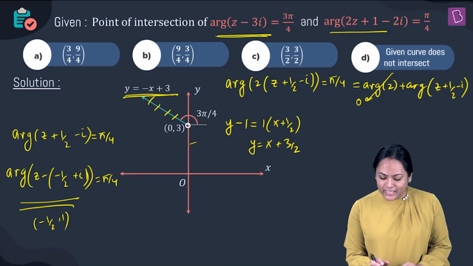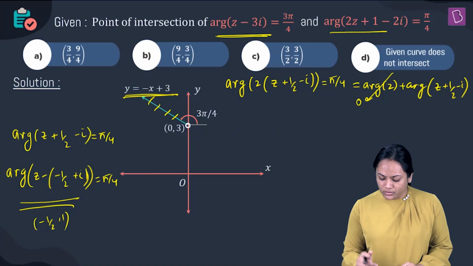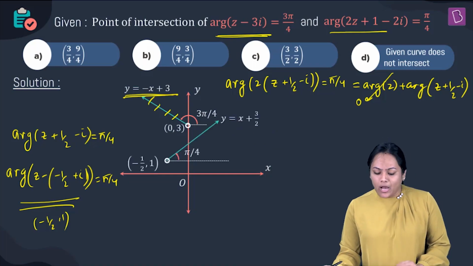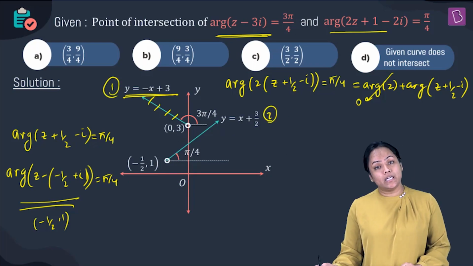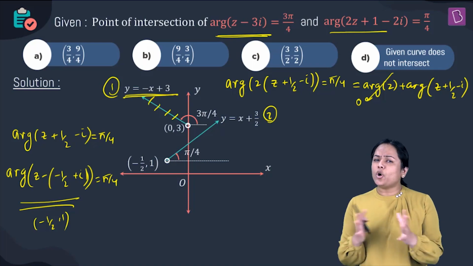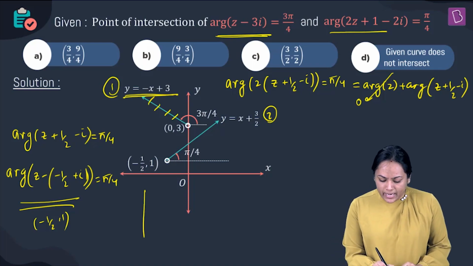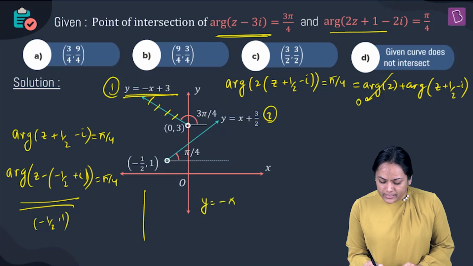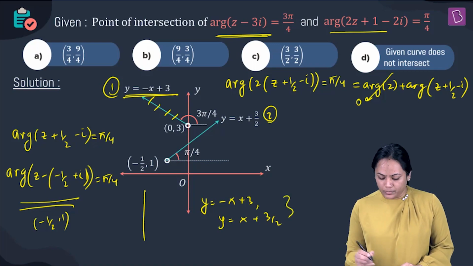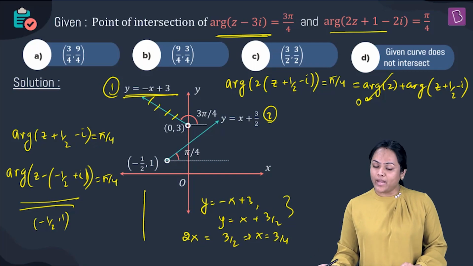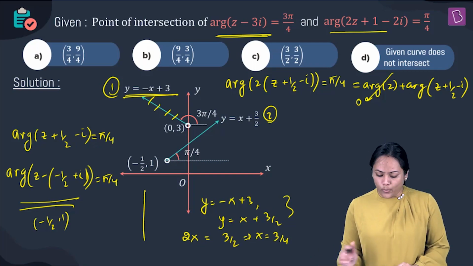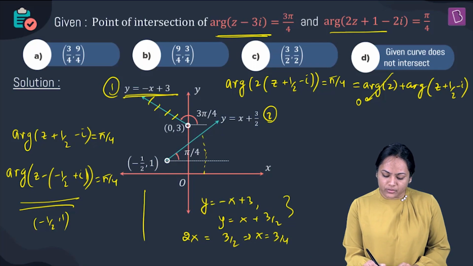So I have my second curve also ready with me, and the equation of the curve will somewhat look like this. Now I have to find the intersection of the first and the second curve, or let's say the first and second equation. I hope you can solve this really easily. I have y is equal to minus x plus 3 and y is equal to x plus 3 by 2. If I equate these two, I'm going to get 2x is equal to 3 by 2. That means x will be equal to 3 by 4, right? But is it possible? No. x is equal to 3 by 4 will come in my first quadrant.